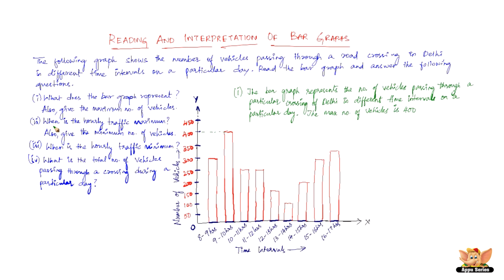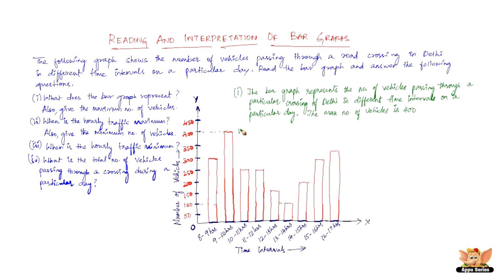Now the second question, when is the hourly traffic maximum? Also give the minimum number of vehicles. So you can see that the maximum number of vehicles in the bar graph is 400. So that corresponds to 9 to 10 hours. Therefore the maximum traffic is between 9 to 10 hours. And the minimum number of vehicles is the smallest bar, that is 100 here. If you match this to the y-axis, you get 100. So this is the least number of vehicles.